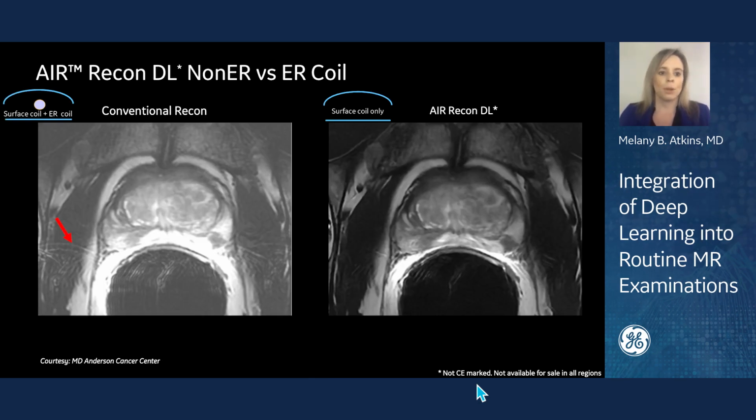This is another example. This is a patient with prostate MR where we utilized the endorectal coil. As you can see here, we have artifact from the endorectal coil on the conventionally reconstructed images. These are reconstructed utilizing both the surface coil and the endorectal coil. On the right, when we utilize only the surface coil, which in theory should have significantly less SNR, we don't have the artifact from the endorectal coil, and we have excellent resolution.